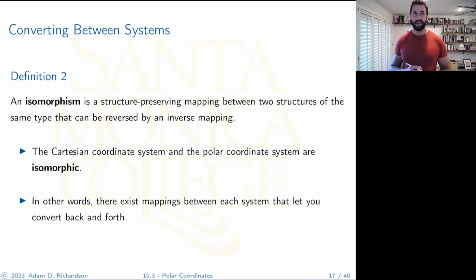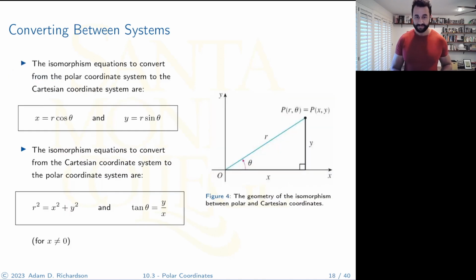So what this means is that you can describe any point in the plane with either one of these systems. And you can convert between these two systems through a set of what are called isomorphism equations. What are isomorphism equations? Literally equations that relate the two structures. And we're going to see those right now. You actually already know these. If you took pre-calculus or trigonometry, you've been looking at these isomorphism equations for a while now. So let me refresh your memory about what they are.